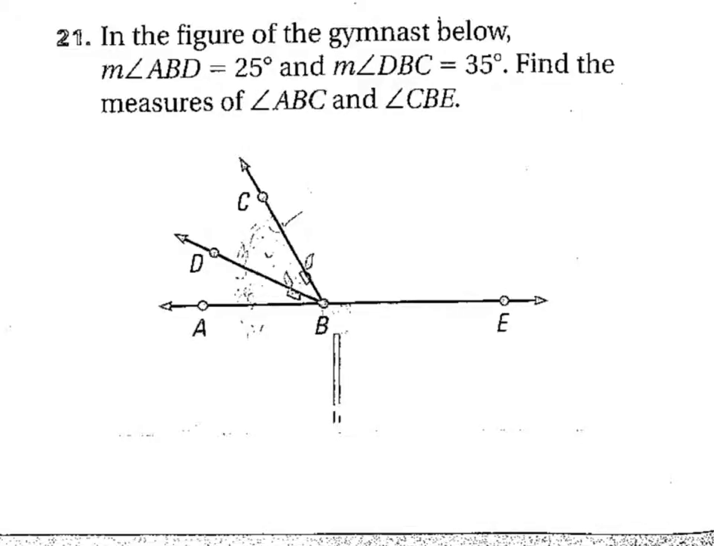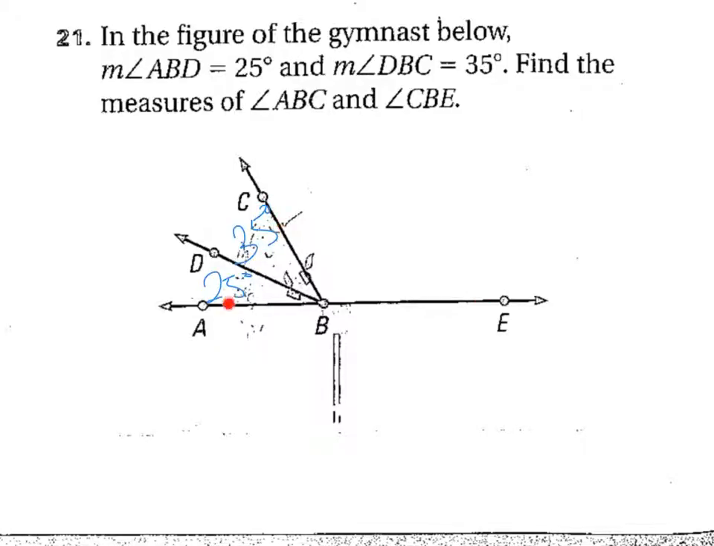This is the picture with the gymnast. I'm not going to redraw the picture of the girl doing gymnastics, but you got the letters, so it's close enough. It says in the figure of the gymnast below, the measure of ABD is 25 degrees. So write that in there. That's 25 degrees. Well, that's pretty crappy looking. Let's erase that and try again. 25 degrees. And DBC is 35. So that's this part here. That's 35 degrees. They want you to find the measures of ABC and CBE.